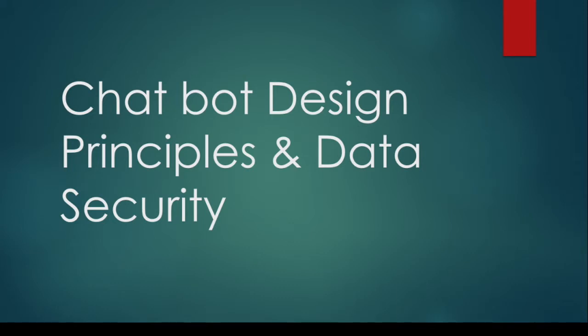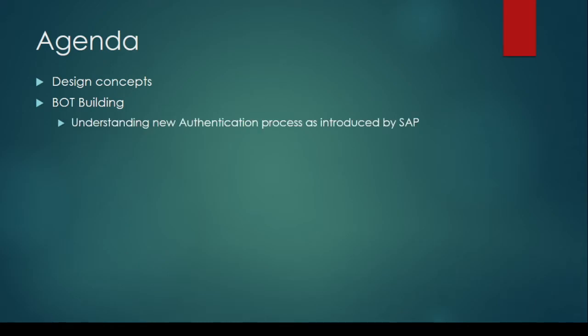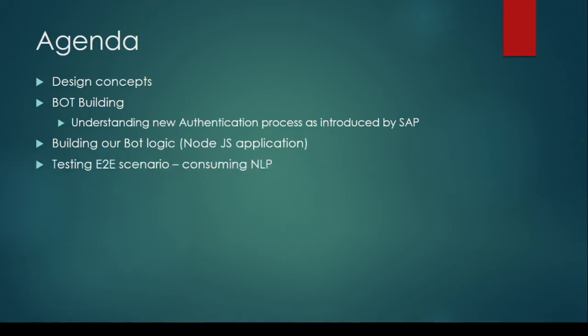So let's quickly check out the different agenda items that I'm planning to share. First, as I said, we'll understand the different design concepts. Then we'll create a simple bot for our demonstration, and also understand the new authentication process recently introduced by SAP. Next, we'll build our bot logic, for which I'll use Node.js. And finally, we'll test the end-to-end scenario by consuming the NLP engine, which is a standard offering of SAP CAI. So let's quickly head over to the discussion about the different design concepts.